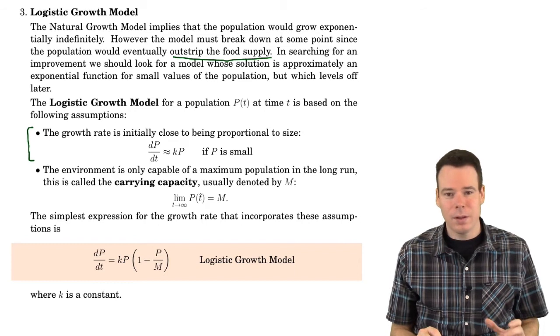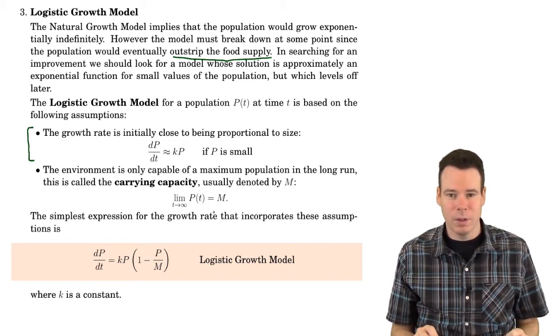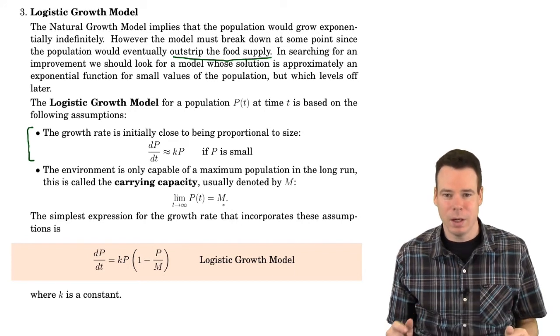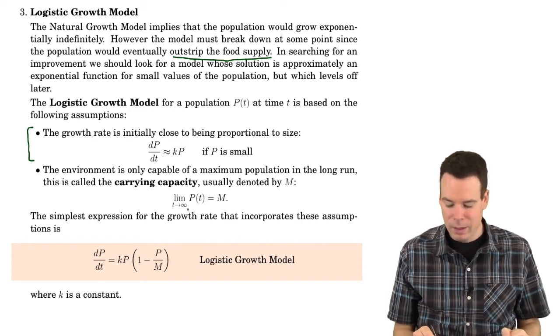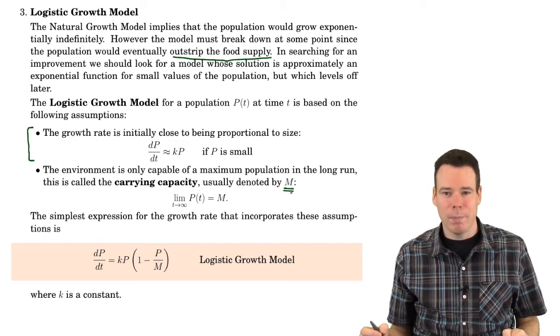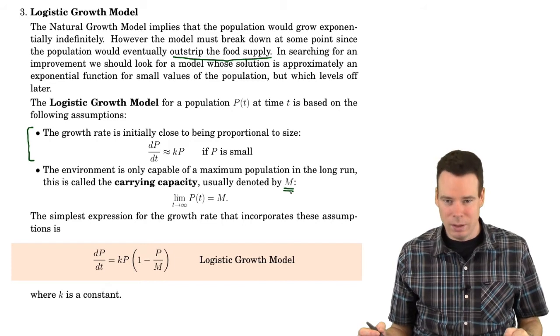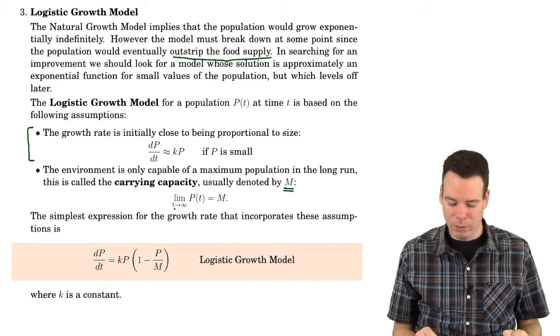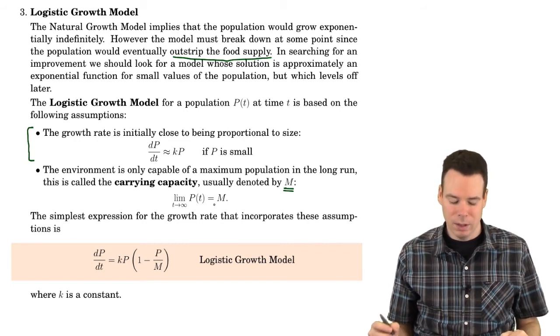So what happens is then the environment may introduce some constraints, and this constraint that the environment introduces may be some limit on the carrying capacity of the population. So we're saying then that there is some maximum amount that the population can reach when it ceases to grow anymore. And so we're saying here then that the limit as t goes to infinity of P of t, the population, should be M, the limiting value of this.